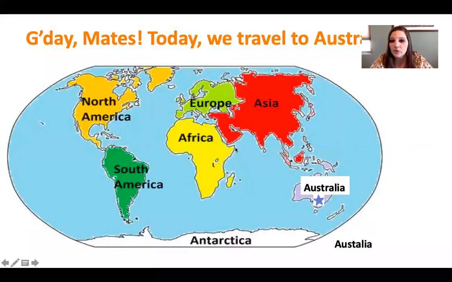And I want you to go ahead and look at this map and point to where we are going today. Where are we headed today? Did you point here, Australia? You are correct. That's where we're going today.